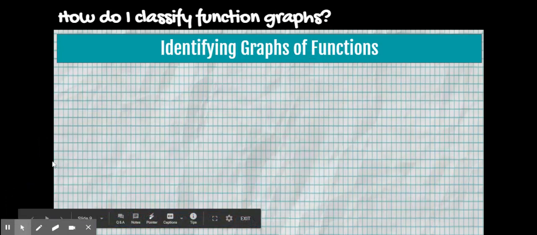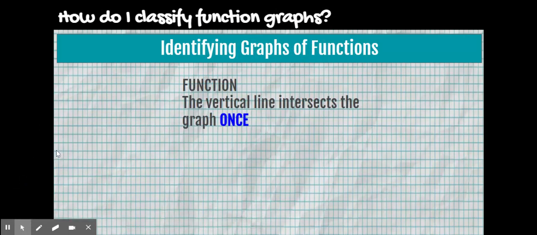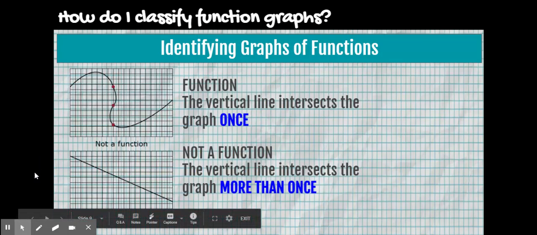So I'm going to give you some examples that are functions and some that are not functions so you can see the difference. Quick refresher, function: when a vertical line intersects the graph once. Not a function: when the vertical line intersects the graph more than once. So twice, 3 times, 4 times, 5 times, all it has to do is more than once. So let's look at this.